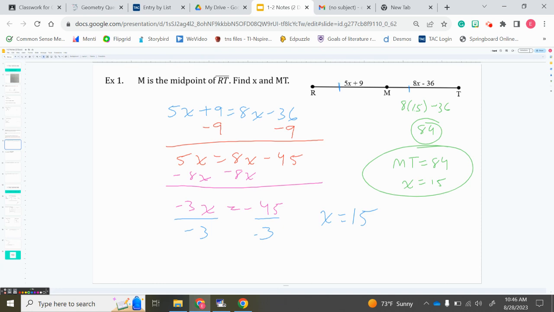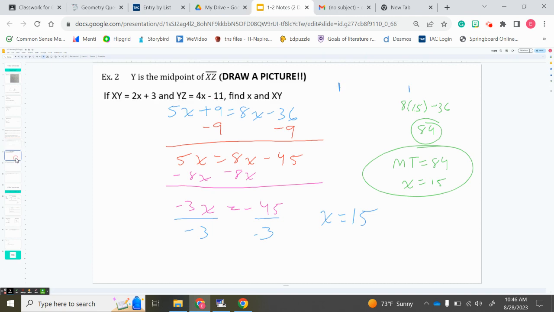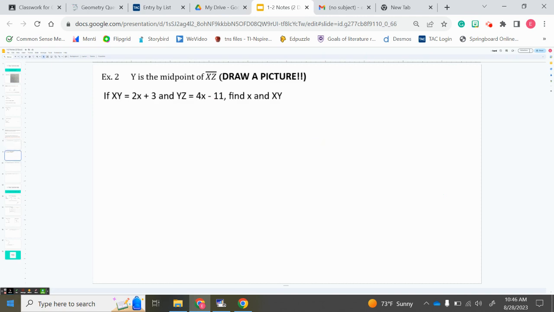All right, let's try example 2. Any questions on example 1 before I move on? All right, example 2. So this says, Y is the midpoint of XZ. If XY is equal to 2x plus 3 and YZ is equal to 4x minus 11, find x and XY.